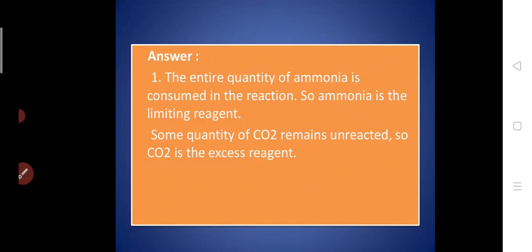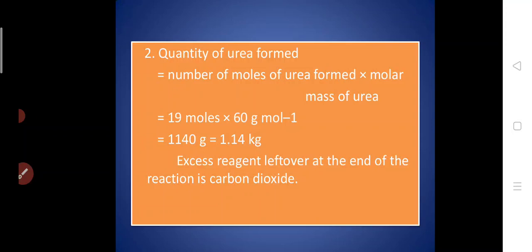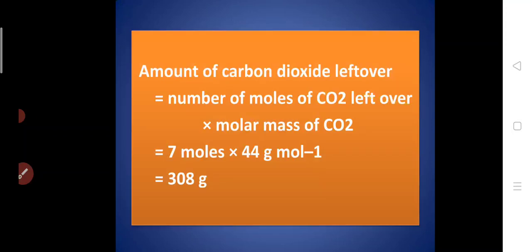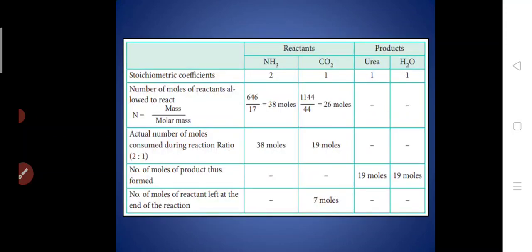So the entire quantity of ammonia is consumed in this reaction. So the 646 grams of ammonia is consumed here. So ammonia will be the limiting reagent, but we are having 1.44 kg of carbon dioxide, that is the excess reagent. Then we need to see how much of that 1.144 is consumed. The quantity of urea formed, how much is formed, we have to identify from this table.